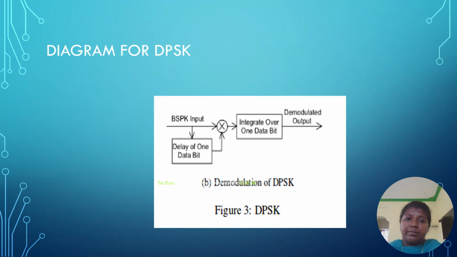The next slide. This is the diagram of DPSK. So the BPSK input is the receiver input, and the delay of one data bit is the delay bit, and then it compares the previous and the current signal. Then there is a multiplier, which multiplies the current and previous signal phase shift keying, and the integration over one data bit reduces the noise. Then the multiplier output is given here, and then the demodulator output prints zeros and ones. In the next slide.